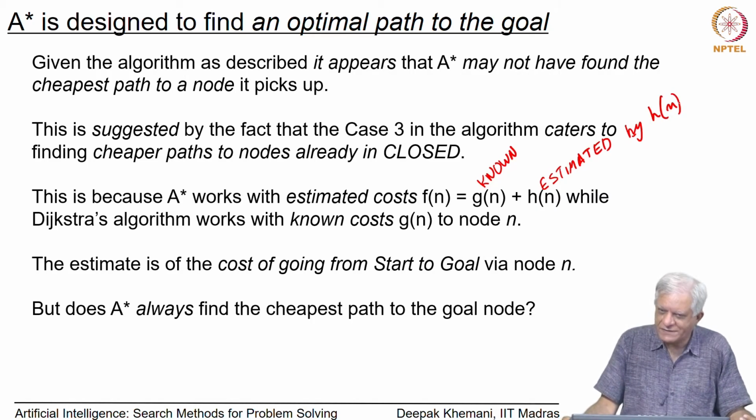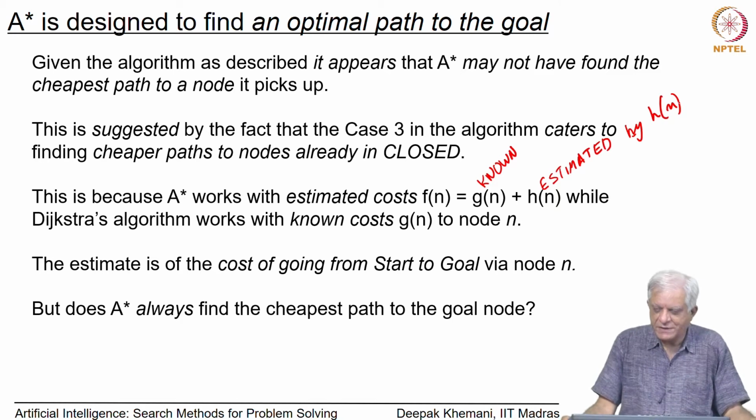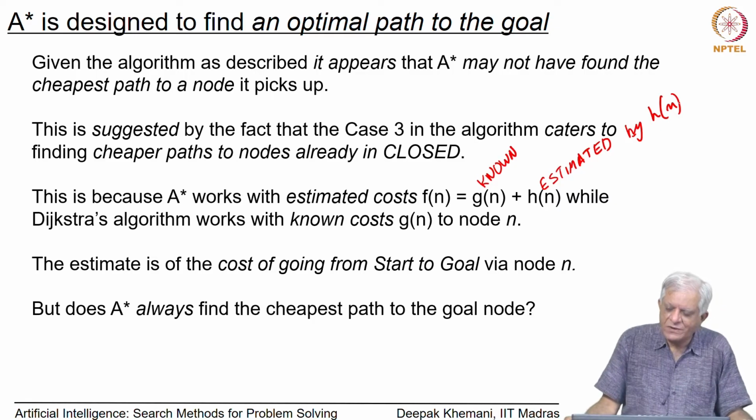At the moment, those conditions are not true, and that is why the algorithm A star, as stated generally, incorporates the case 3, where we have to update costs of nodes which are already on closed and maybe even propagate them. The question that we are really interested in, because A star is designed to find the path to a goal, not necessarily to all nodes in the graph, is: does A star always find the cheapest path to the goal node? That is a question we are going to answer next.